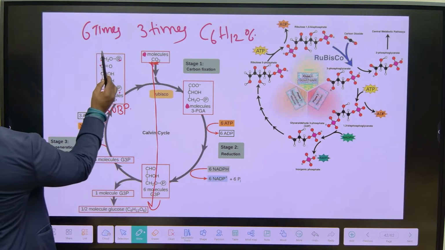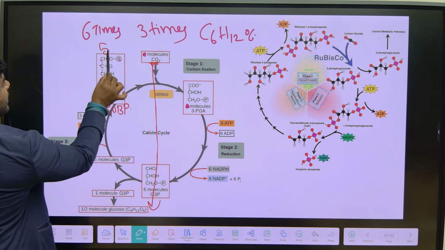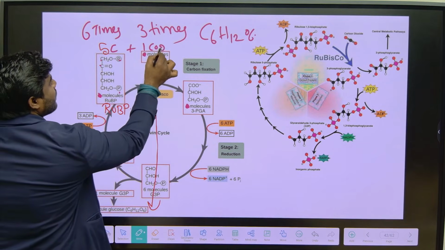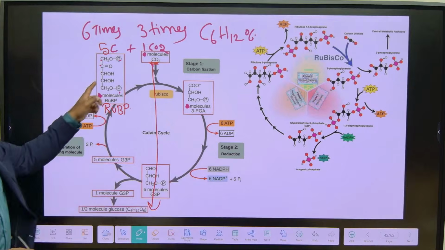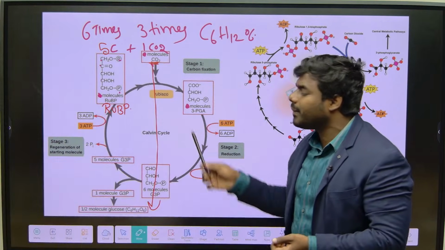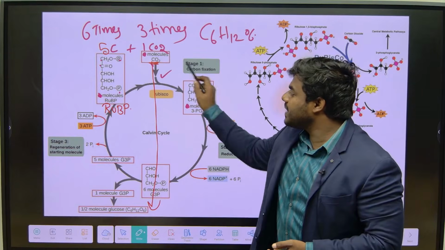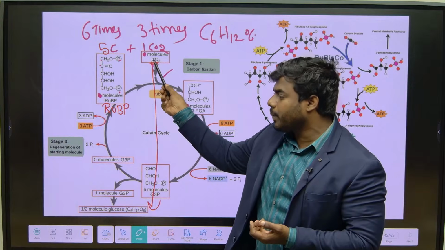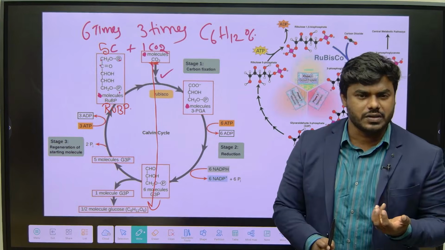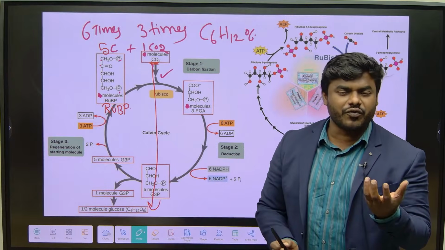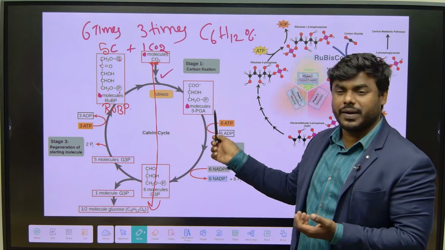So RuBP, which is a 5 carbon containing compound, accepted 1 carbon from the atmosphere. So 5 plus 1, 6 carbon. But unfortunately the 6 carbon containing compound is highly unstable. Since it is unstable, it has to break down into simpler forms. And according to the rule, it has to break down into a simpler form, which should always be 3 carbon.